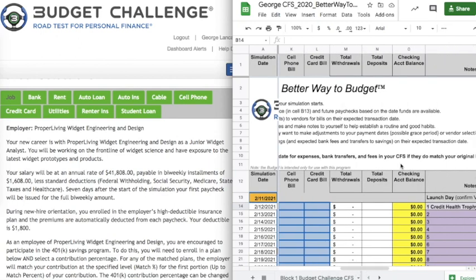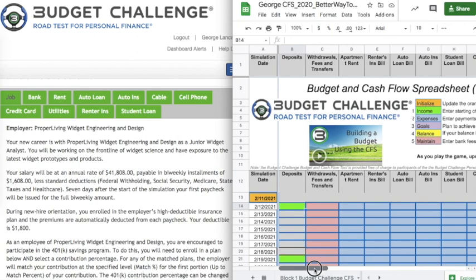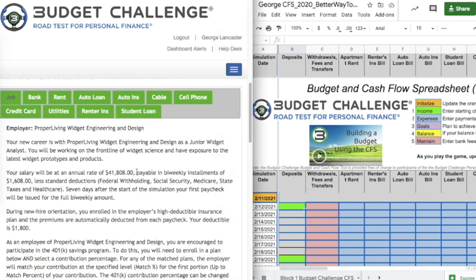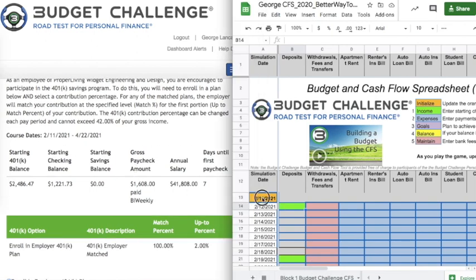In the yellow column where it says a balance, if that ever turns red, it means we went negative and we've got to do something different, or we're going to start having fees for using too much of our money. So the first thing to do is to make sure that your start date is right here. So our start date is February 11, 2001.